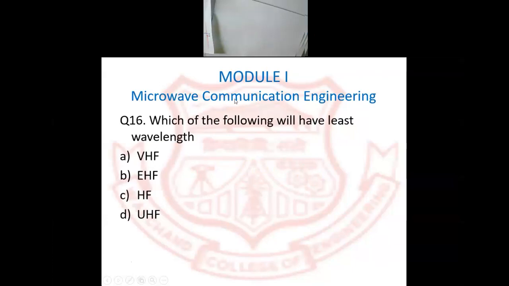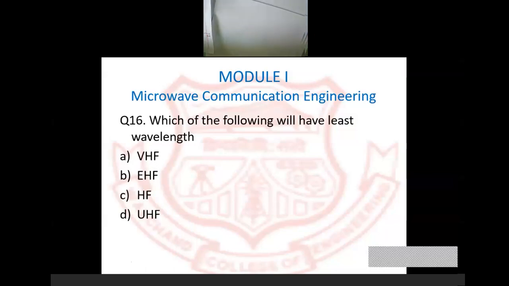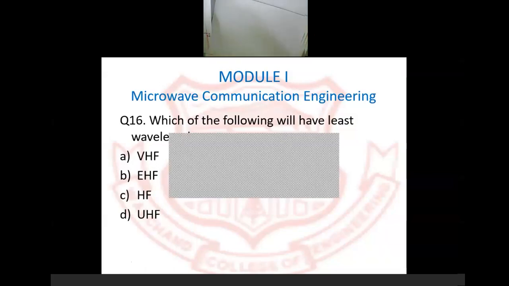Now, which of the following has the least wavelength? If you solve it for the given particular lambda, for this given particular band of frequency, then you will get directly the particular frequency band, whether it is VHF, very high frequency band, extremely high, or ultra high frequency band. So according to your band, you can find out what the wavelength will be.